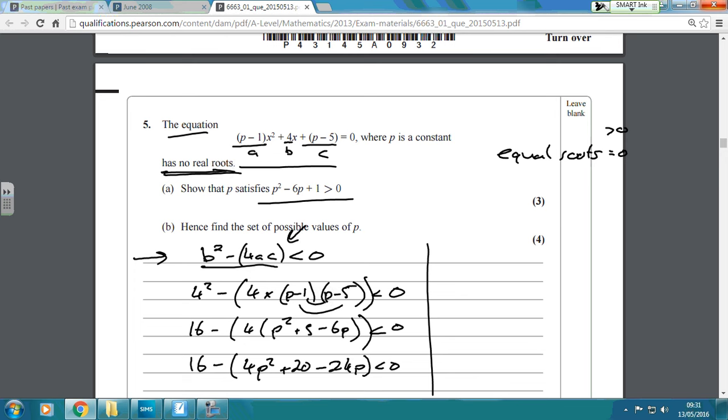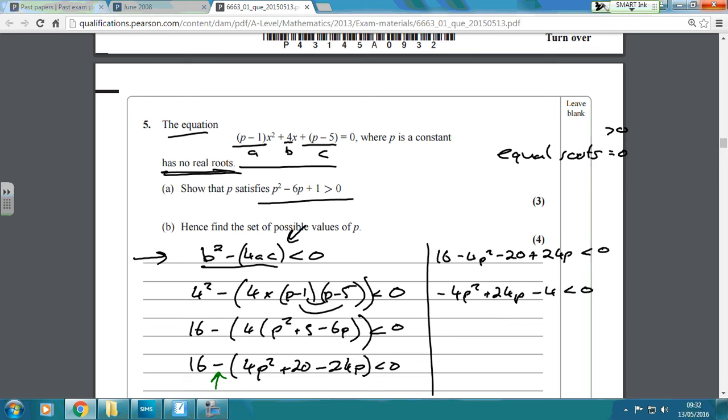So going back to this point, we've got a minus in front of this set of brackets, so this minus here means that we're going to change the sign of everything inside the brackets. So we've got 16 minus 4p squared minus 20 plus 24p is less than 0. So then let's simplify that. 16, so that's going to be minus 4p squared plus 24p. And 16 minus 20 is going to be minus 4, and that is less than 0.